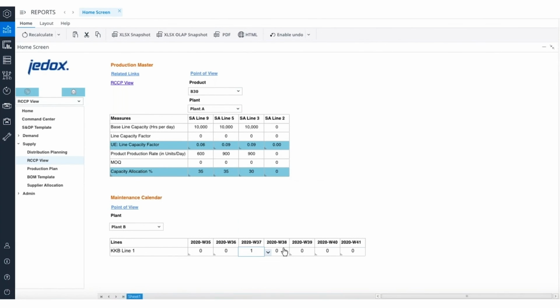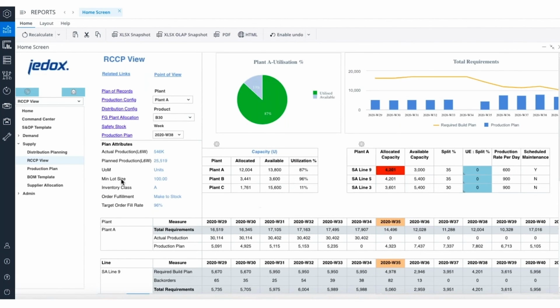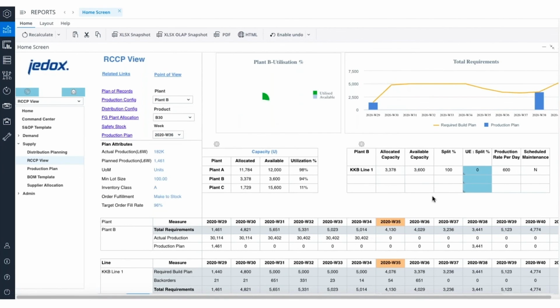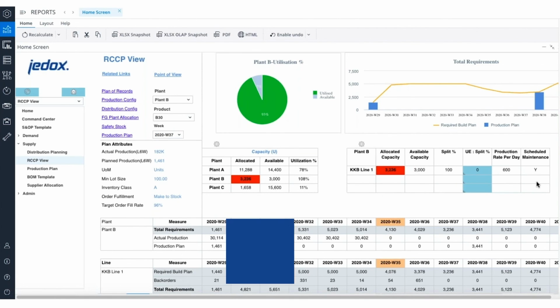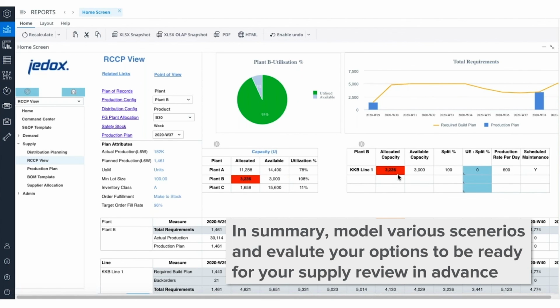All right, now that we have moved the maintenance, I'll go back and see what's happening. I need to be at plant B for week 36. I see the maintenance has been moved, so I don't see an issue. But if we go to week 37, since we have moved the maintenance, and see what's happening, the maintenance has been moved to week 37 and the exception has moved, so the issue has been postponed, but it's not fixed.